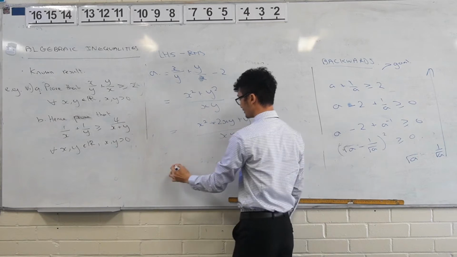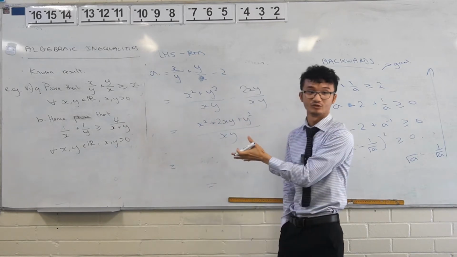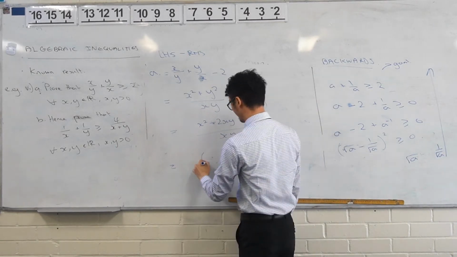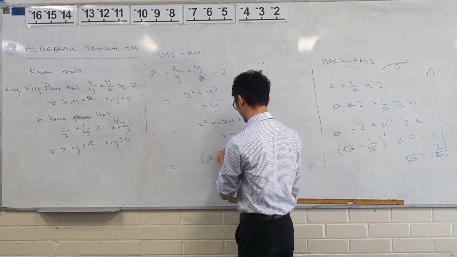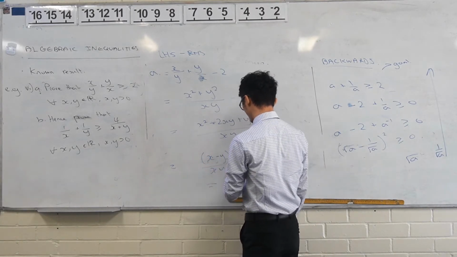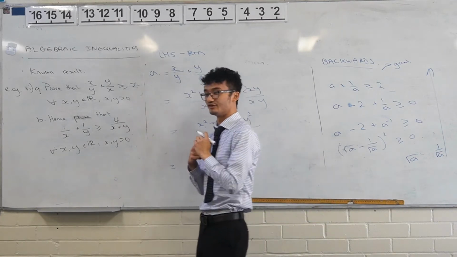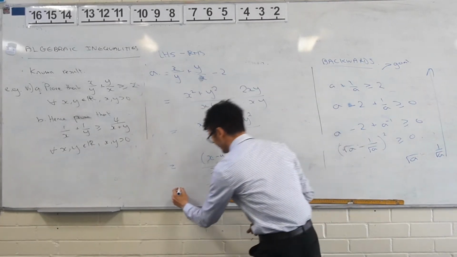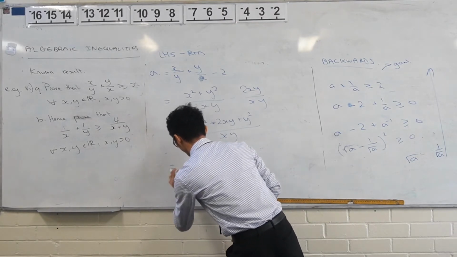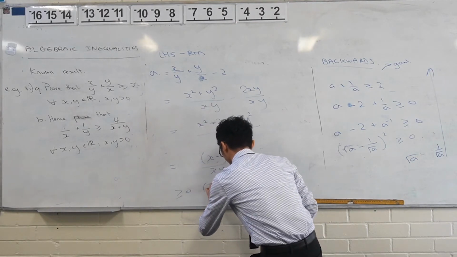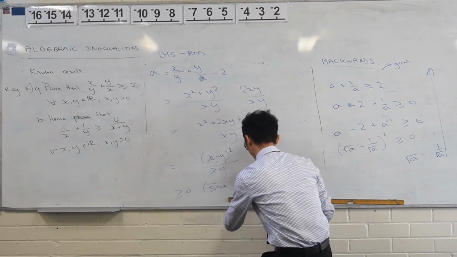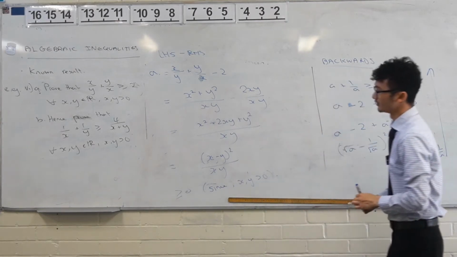Just put it under one fraction. And so this perfect square, a bit easier to see than the other ones, that's just x minus y all squared, all over xy. What about the xy? Well, the xy is always greater than 0, right? So that's always greater than or equal to 0, since xy is greater than 0. Yep. So not too bad with that first part.